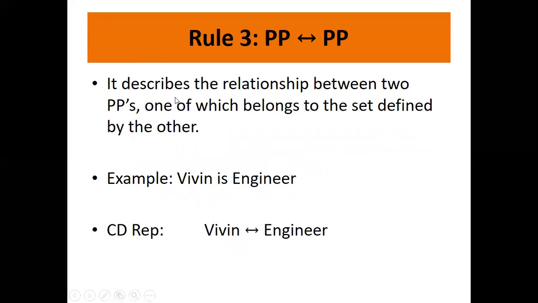Now, rule 3 describes the relationship between two picture producers, one of which belongs to the set defined by the other. Now here, Vivin and engineer is again a set of picture producers, right? Vivin is an engineer, so Vivin belongs to a set called engineers, right? So how would you represent it? Like this, using this arrow.